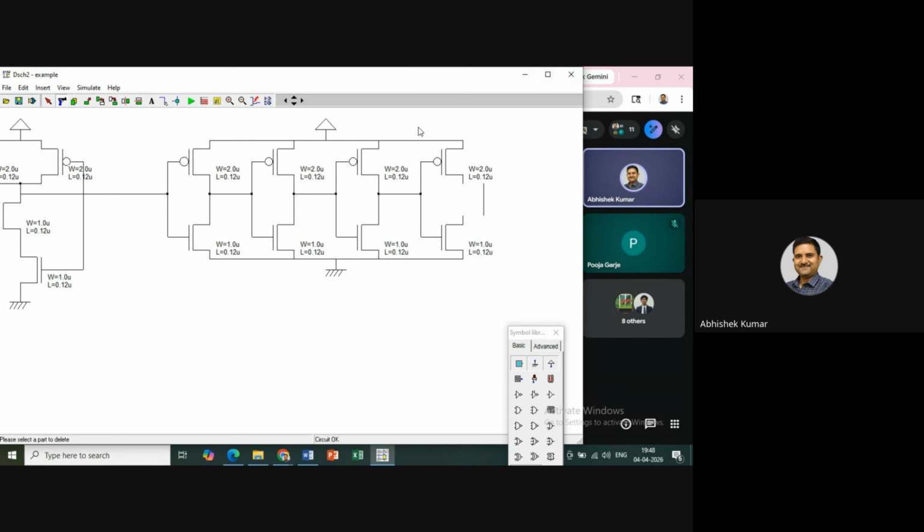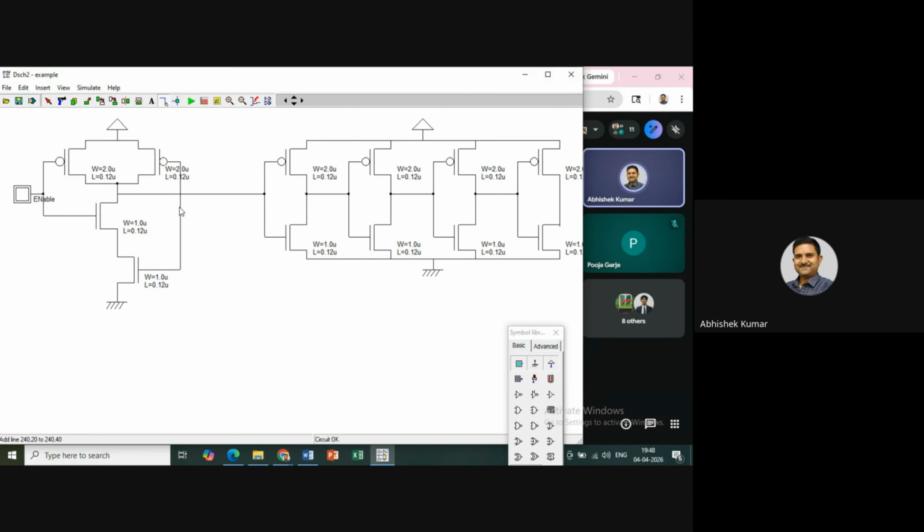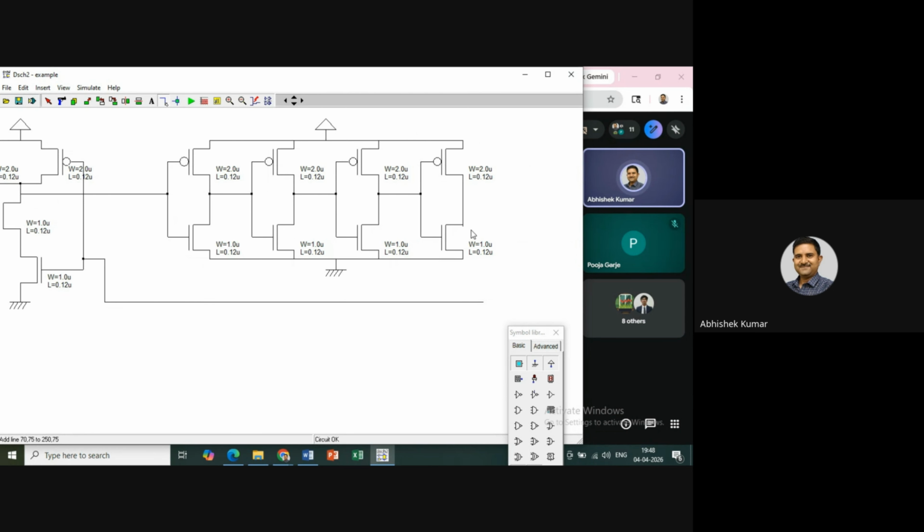Let me delete this part because it unnecessarily came out. Okay. What I'm going to do next is take the feedback. For the NAND gate, one input is given as enable, and the second input is over here. So I'm going to provide the second input like this, and this is going to connect as the feedback. From here I'm going to take the second input to provide the feedback for the output stage.